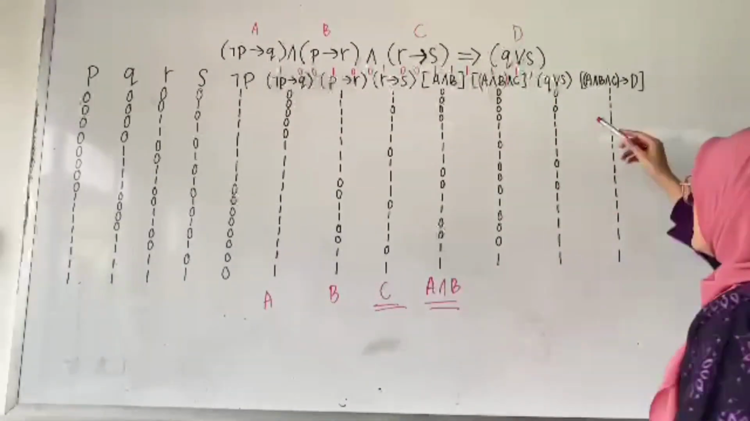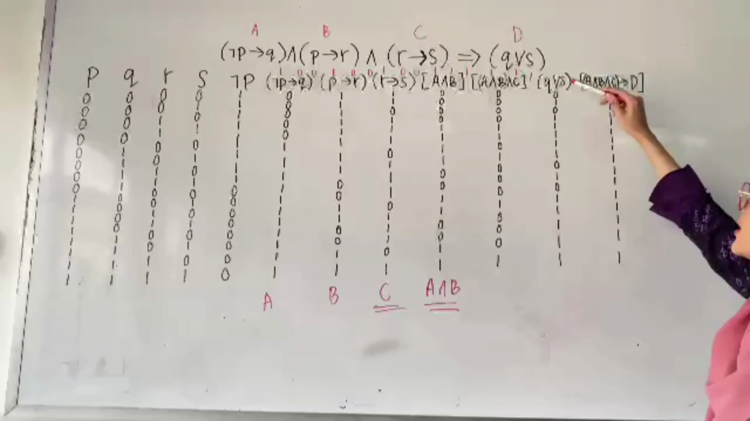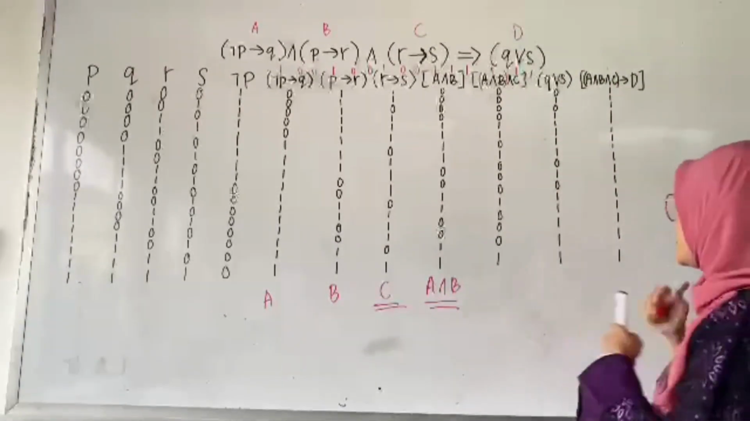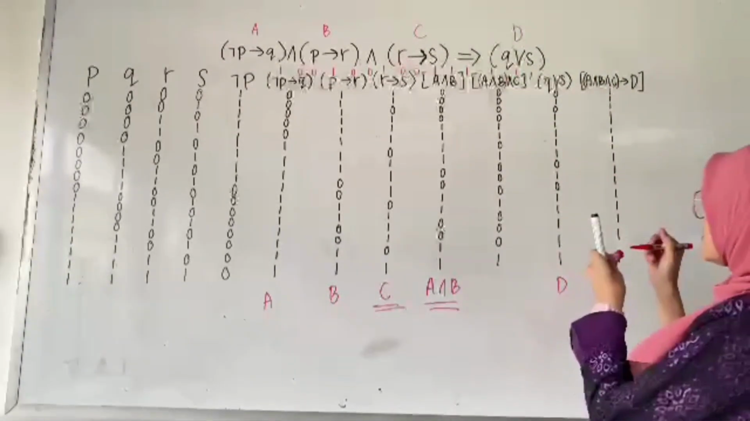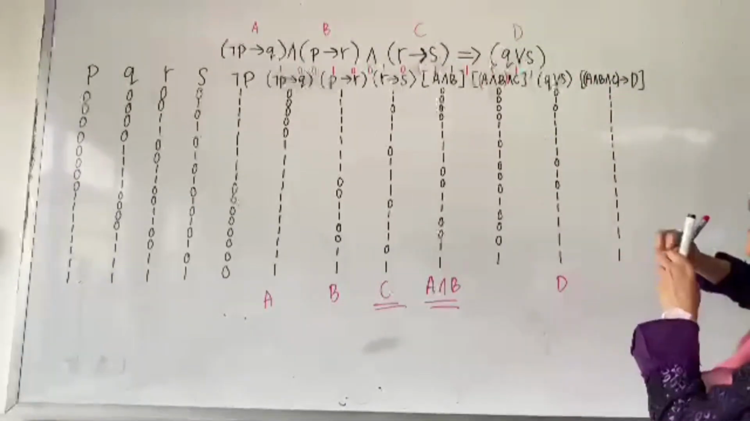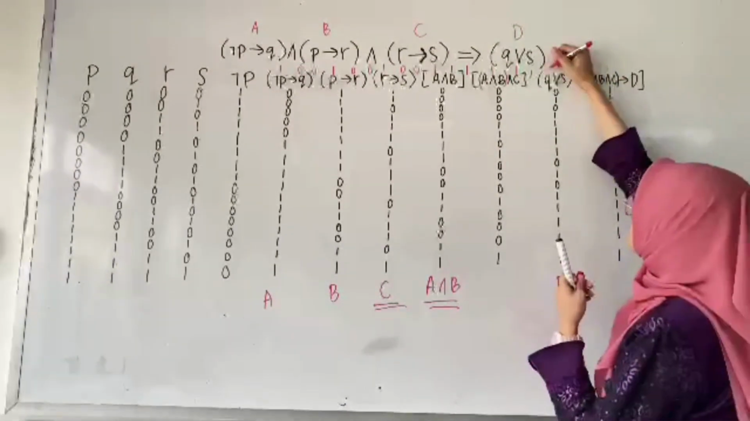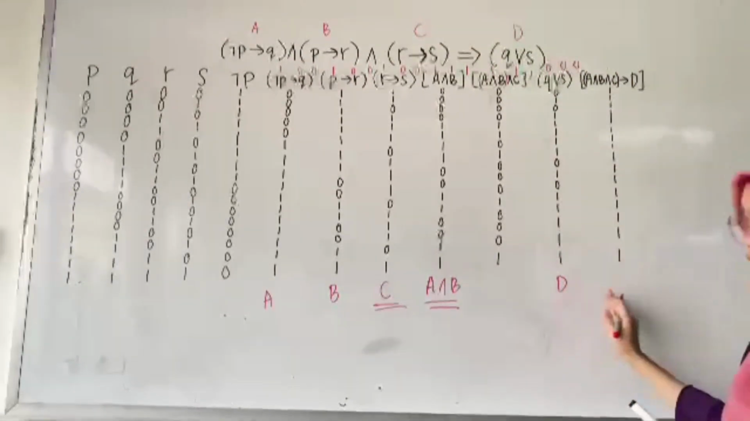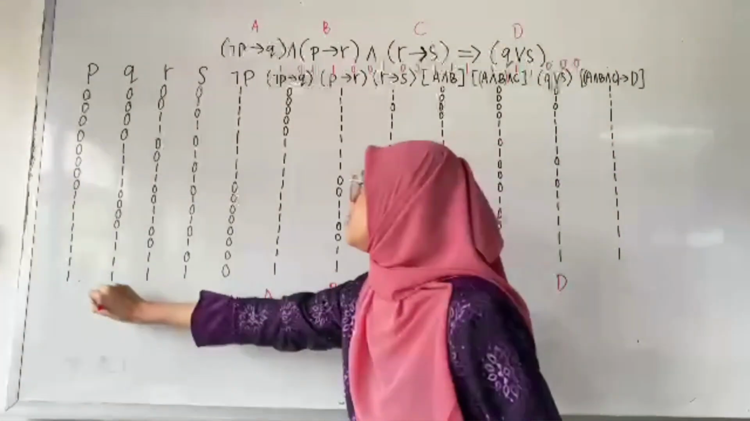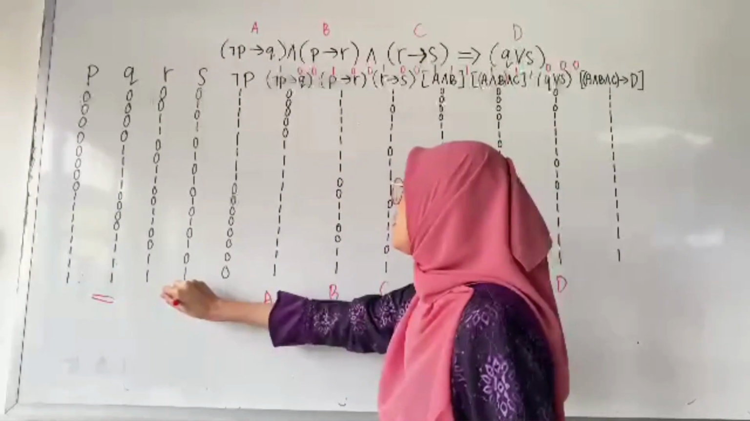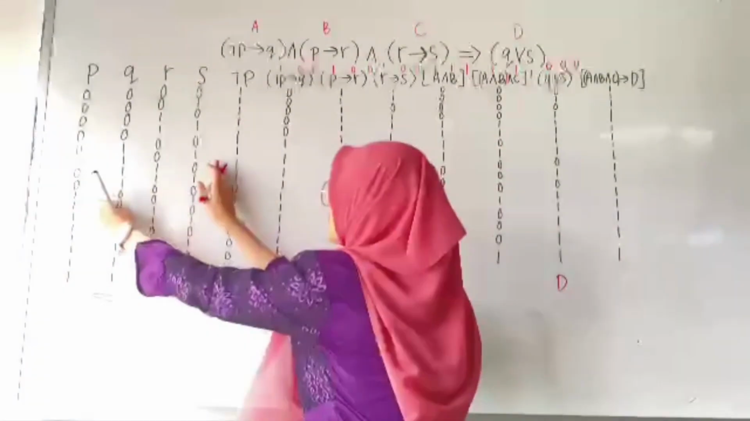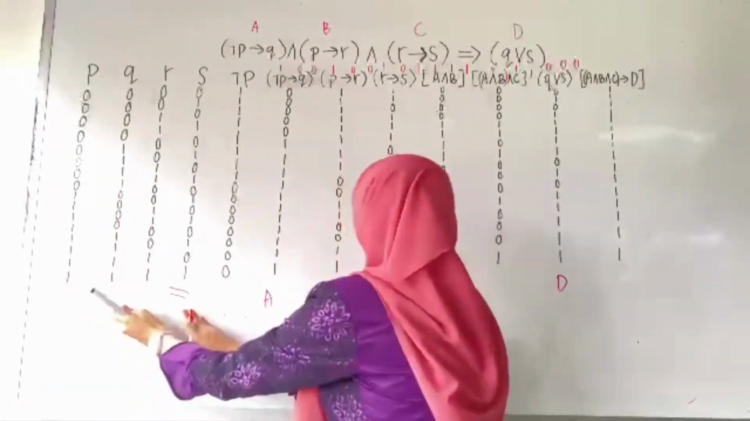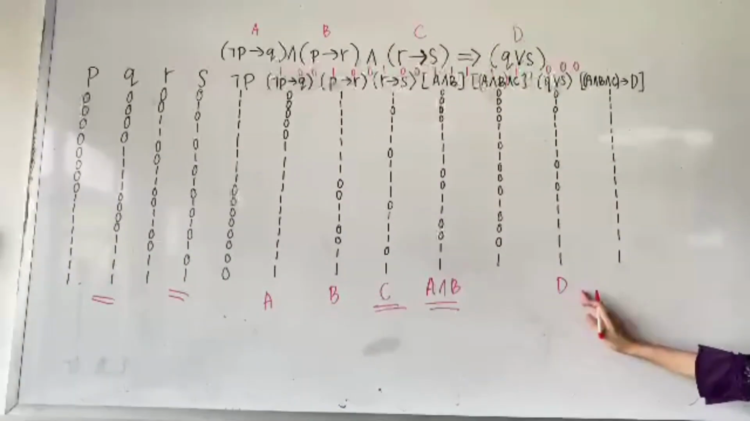Then the next column is Q or S, which is D. Or is false only when Q is false and S is false; the rest is true. We have the column Q and the column S, so we look at these two columns and we get this answer.